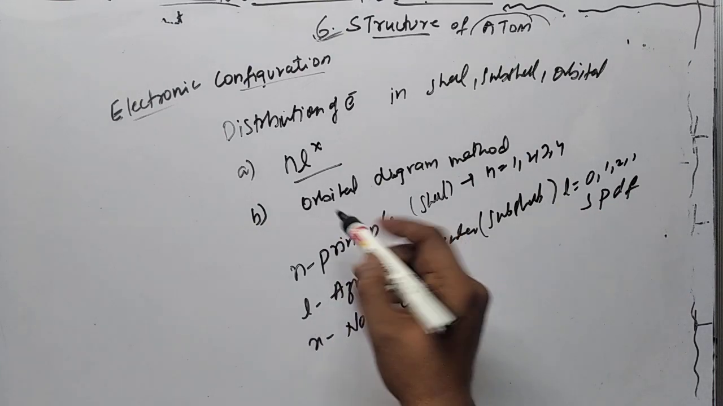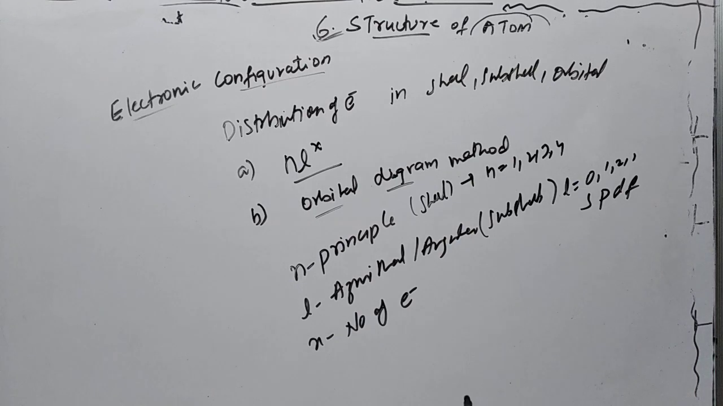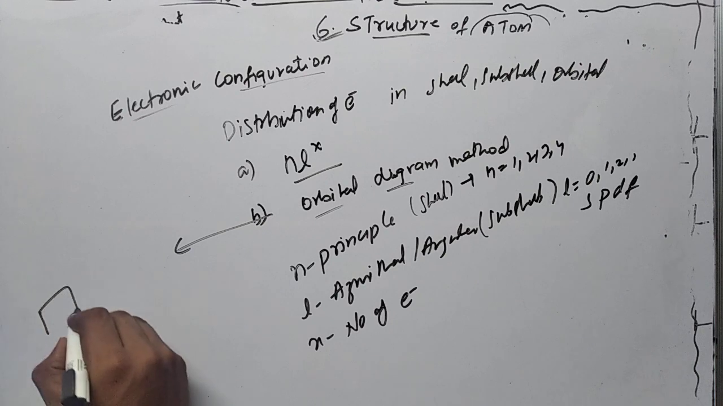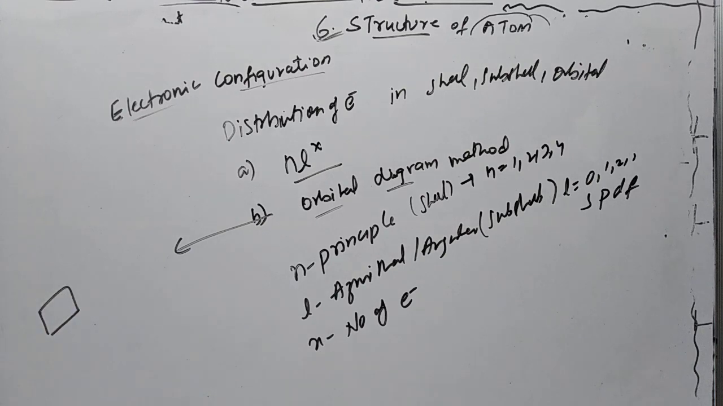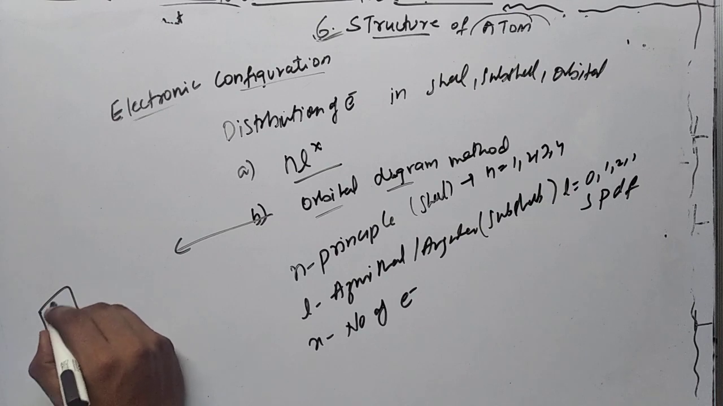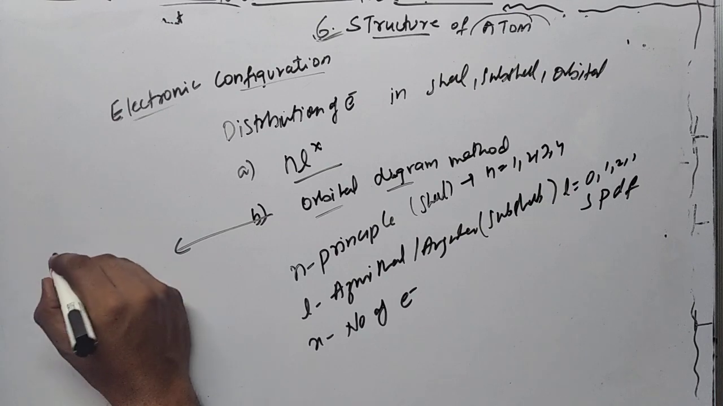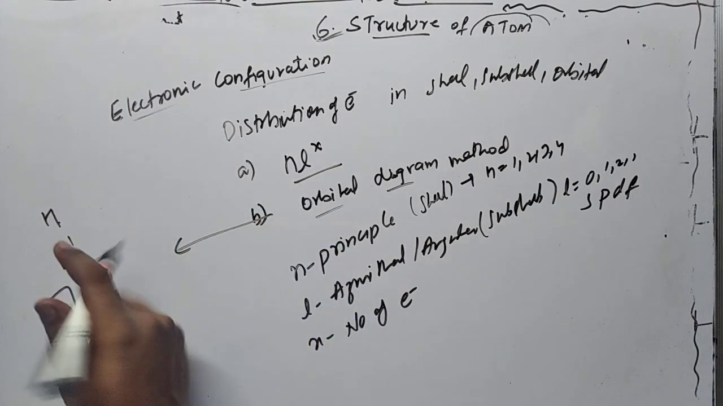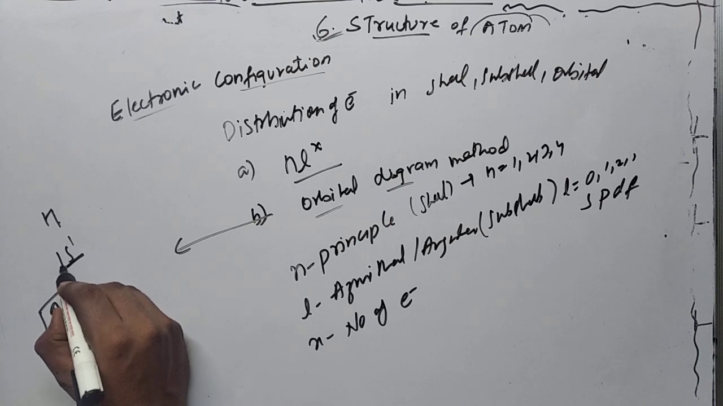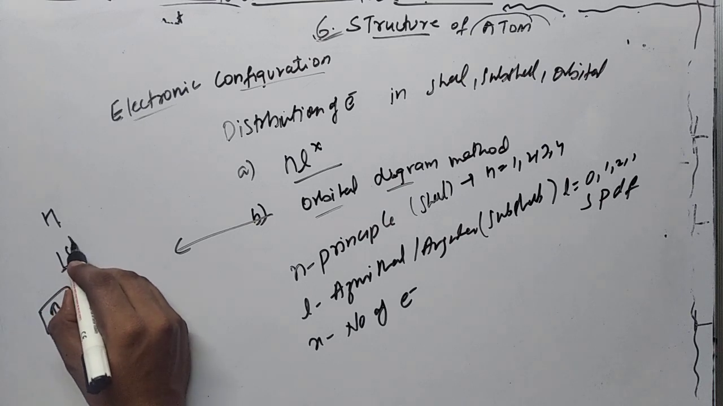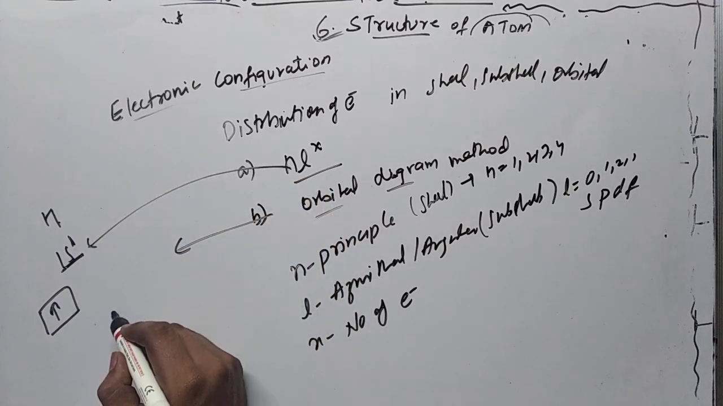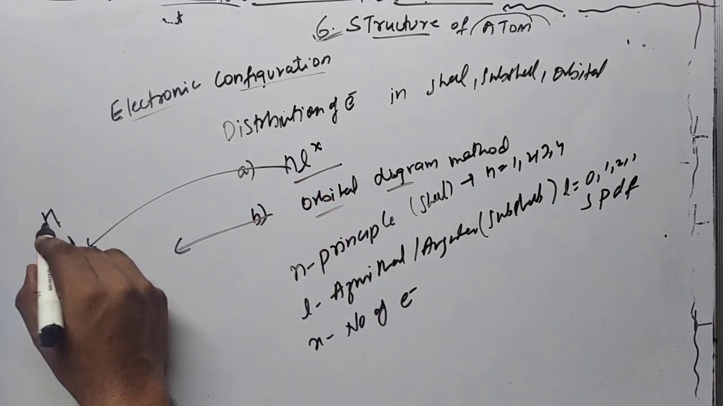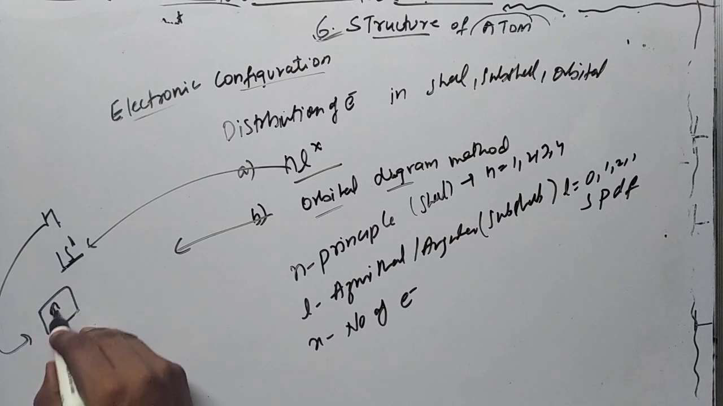Next, the second one is the orbital or box diagram method. In it, an orbital is represented with a box and the electrons are represented with an upward arrow according to spin. So 1s1 is the electronic configuration of hydrogen as per the nlx method. This is the shell, this is the subshell, and this is the number of electrons. To represent hydrogen with the orbital method, you just draw an orbital with one electron in it, which indicates 1s.